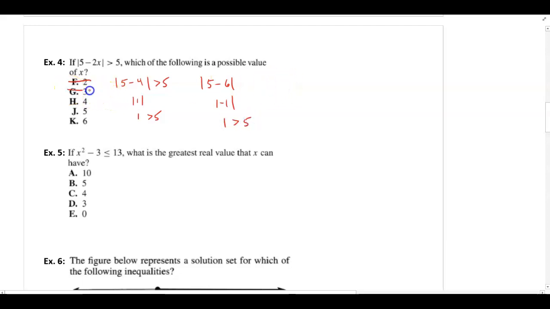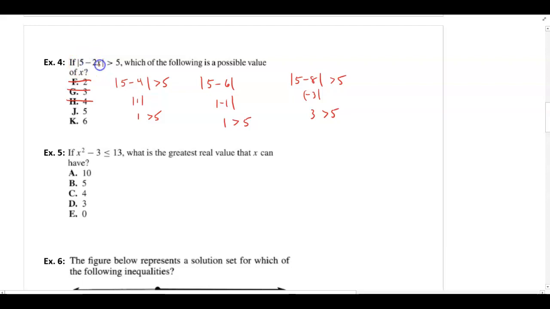No. But then as you go along, you'll see when I plug 4 in there, right? Is the absolute value of 5 minus 8 going to be greater than 5? Well, that's going to give you negative 3. The absolute value of negative 3 is 3. Is 3 greater than 5? No.